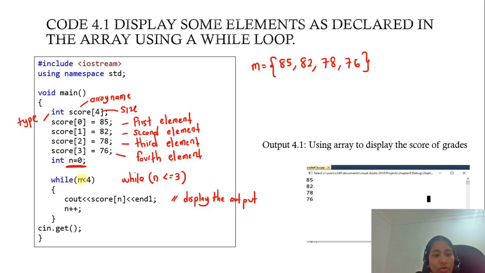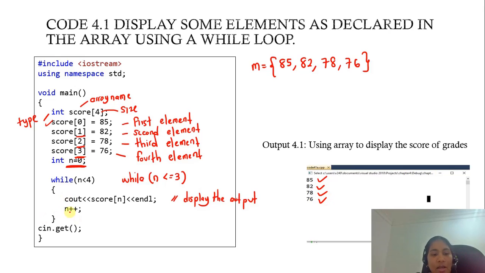So when n is 0, 0 less than 4. This is a true statement. So go to this loop here, score 0, which is 85. So it will produce 85. And then plus 1. 0 plus 1 is 1. Go to the loop here, 1 less than 4, which is a true statement. Score 1 is 82. And then plus 1, 2. 2 less than 4. Score 2, which is my 78. And then plus 1, 3 less than 4. Score 3, which is 76.